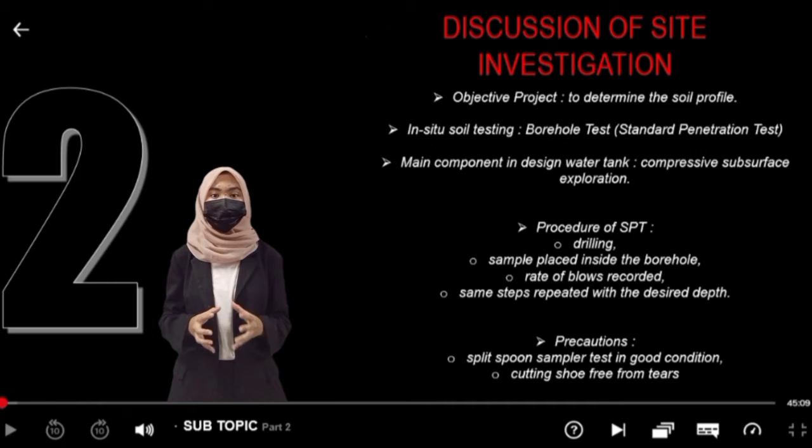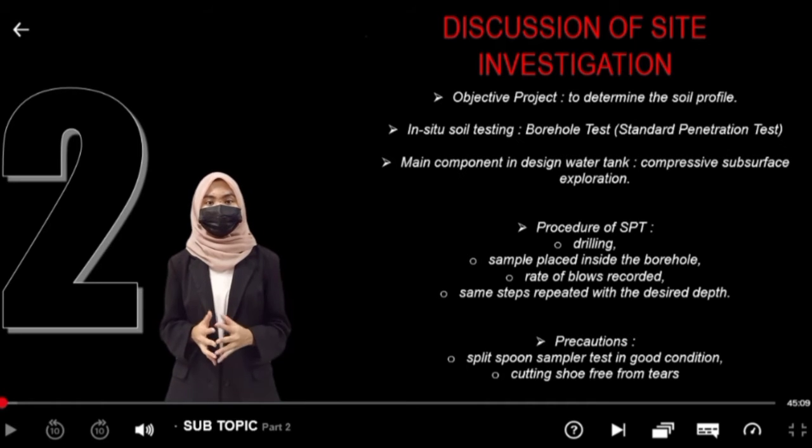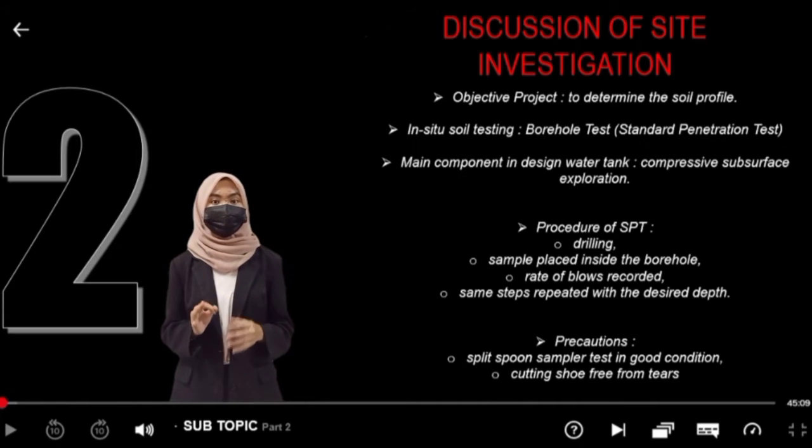So, the precautions that we should apply at the site investigation are, first, the split spoon sampler that we use must be in good condition. Secondly, make sure the cutting shoe is free from tears. Thirdly, make sure the drill rods are used in standard condition. Lastly, before conducting the test, the bottom of the borehole must be cleaned.